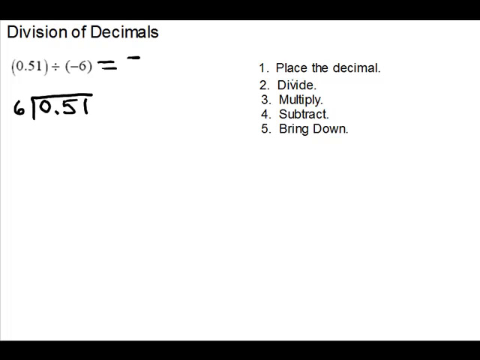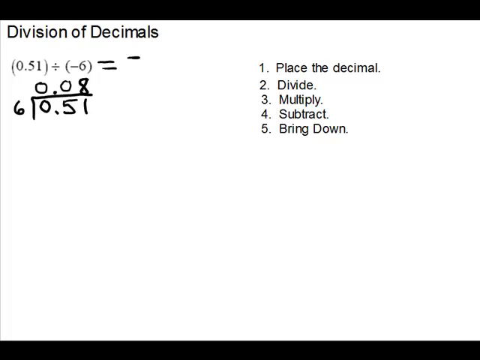So we will place our decimal. That's our first step. Check your divisor. There's no decimal there, so your decimal should go straight up. And then we start to divide. 6 into 0, it won't go. Put the 0. 6 into 5, it won't go. You're required to have this 0 because it's after the decimal. 6 into 51 will go 8 times.